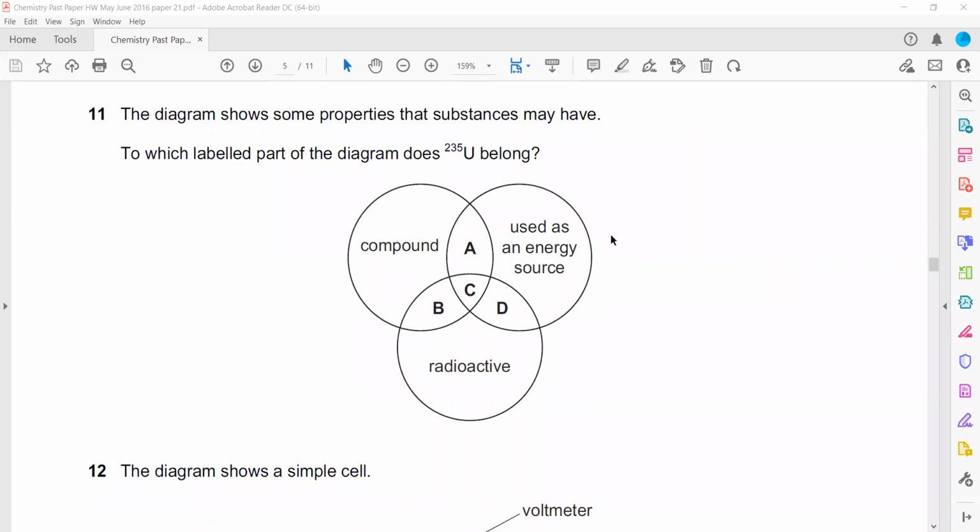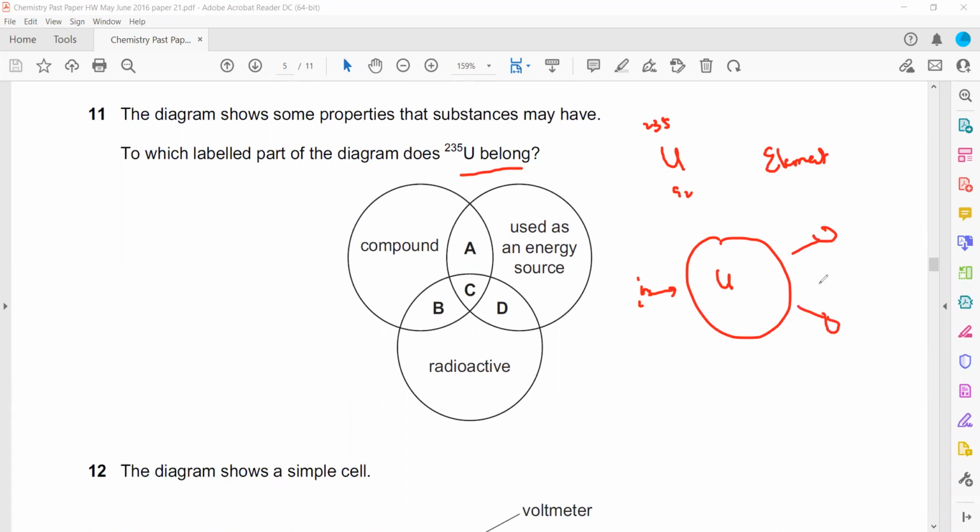The diagram shows some properties of a substance which may be labeled as uranium. So what is uranium? Uranium 92 and 235. It is not a compound, it is an element. That is one thing. And it is used as an energy source. By nuclear fission reaction, the heavy nucleus, with the help of a neutron, breaks down into lighter nuclei and releases energy. So we carry out a nuclear fission reaction to use it as a source of energy. And it is also radioactive. Radioactive means it emits harmful radiation which can cause cancer.